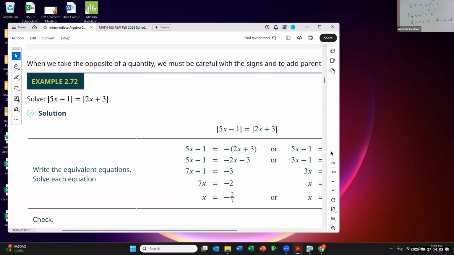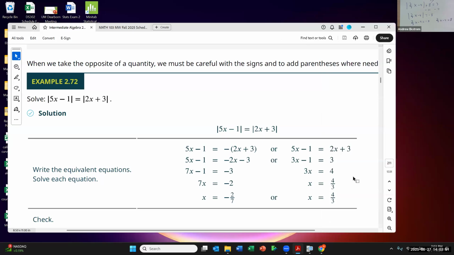And when you look at how these are set up here, what's the difference between what we've been doing so far and what they're doing here? They've got absolute values on both sides. So they break it down into two different solutions. They're going to have 5x minus 1. So just get rid of the absolute values here. For one of these, they put a negative that you have to distribute. Here, they just keep everything positive. And you get to the final answer.